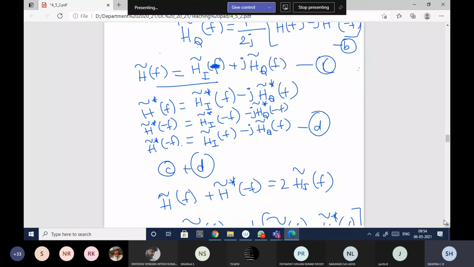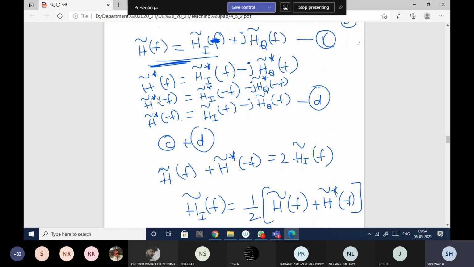To prove that, I have taken the initial equation which we have written in the in-phase and quadrature component form. H tilde of f is nothing but H_I tilde of f plus j H_Q tilde of f. Here I have taken the complex conjugate on both sides. When I take the complex conjugate, I will have minus j H_Q tilde star of f.